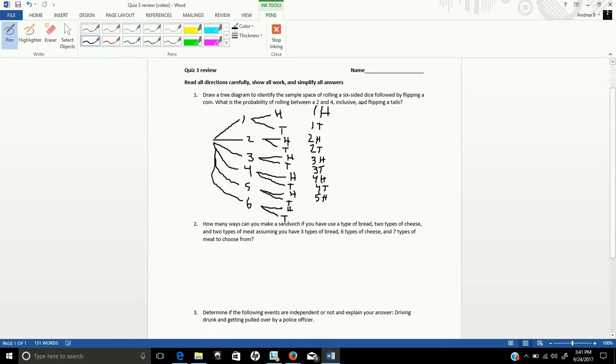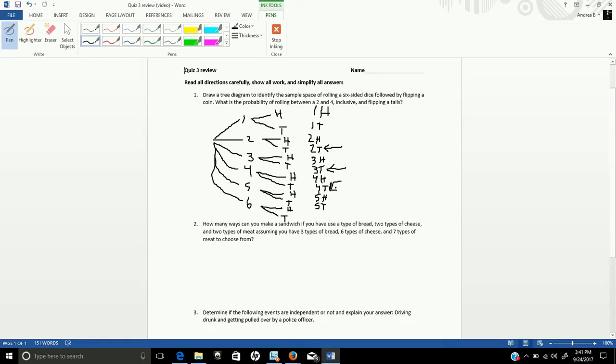And then we want an and flipping a tails. So between 2 and 4 inclusive would mean all the 2's and the 4's, but also the 3's. And flipping a tails means it has to be a tails also. So in this case, we have 2 and tails here, 3 and tails here, 4 and tails here for this one.